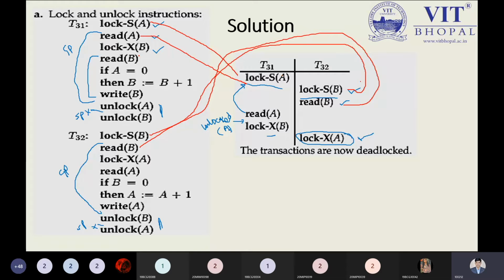Now in T31 we have the lock X B. You can use it, no problem. Read B we can write here, or we can also write here. It's your choice how we write it. Here I'm using lock S A, because in this case I don't have any write operation of A. And in T32 I'm also using lock S A. Here I'm putting all the transaction statements in specific positions.